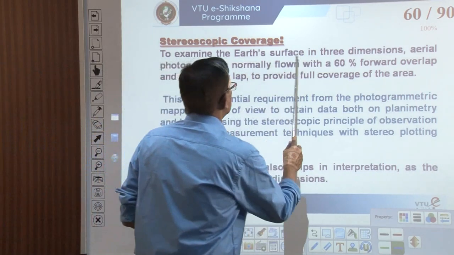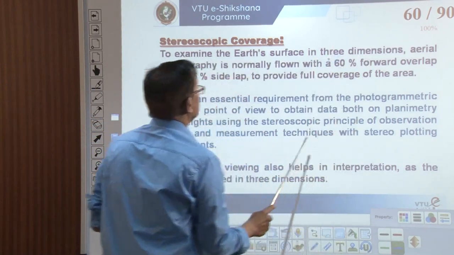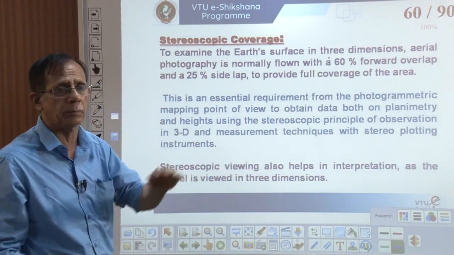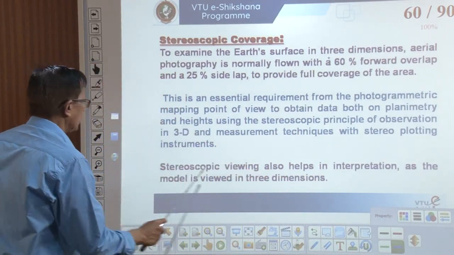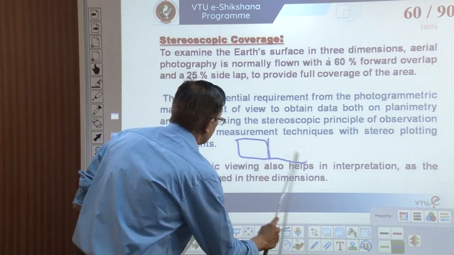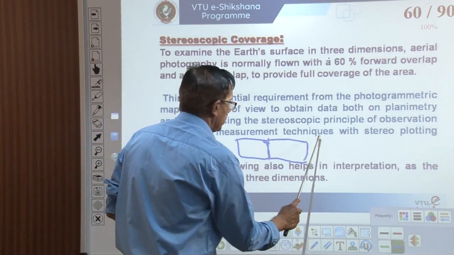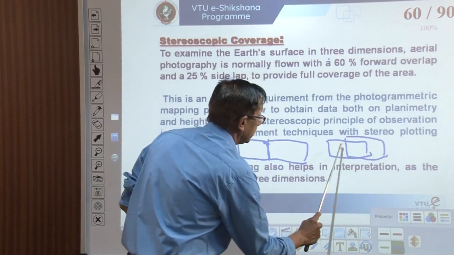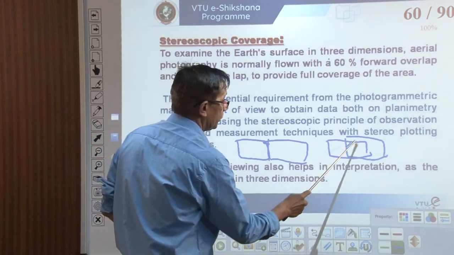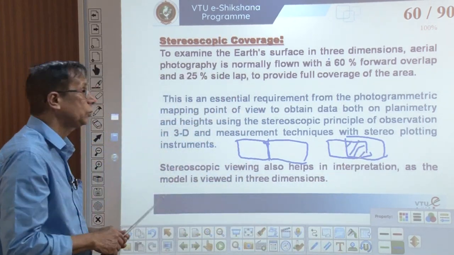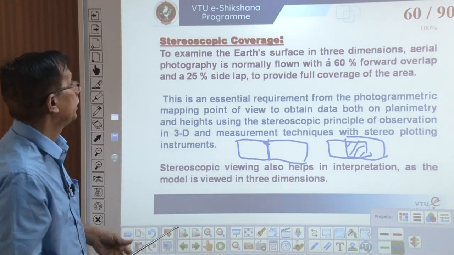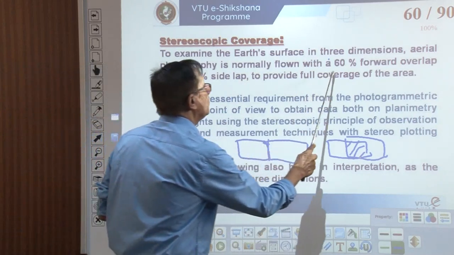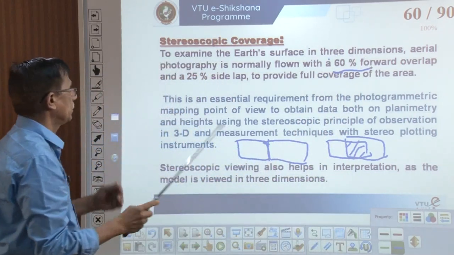To examine the earth's surface in three dimensions, aerial photography is normally flown with a 60% forward lap. Overlap is required. If this is one photograph and this is another photograph, there is no overlap. On the other hand, if this is one photograph and this is another photograph, there is an overlap. This overlap portion is very important for us to get a three-dimensional view. Therefore, while taking the photograph, we take care that we have this percentage of overlap.